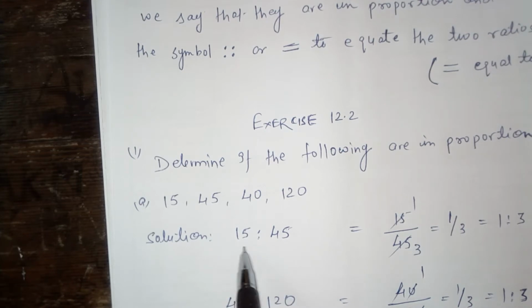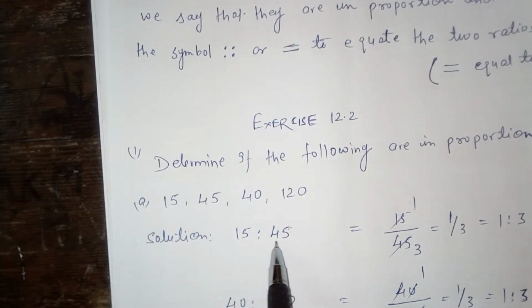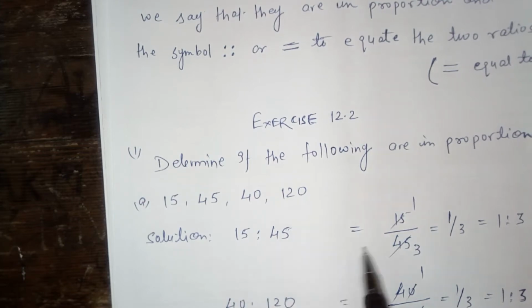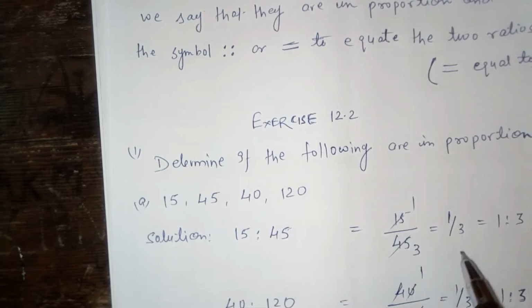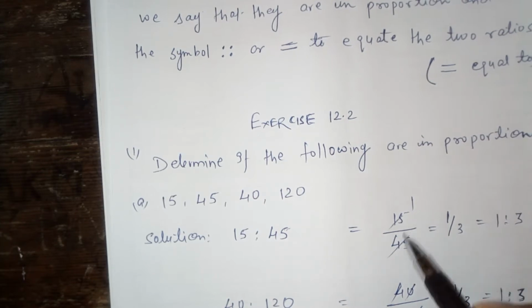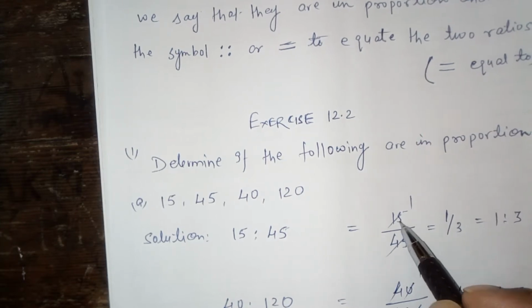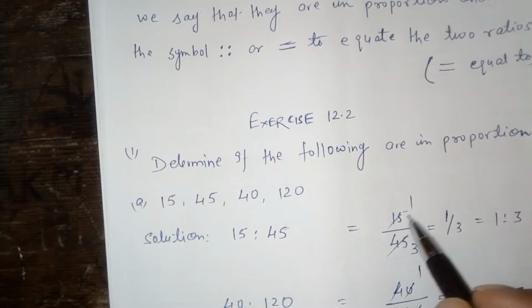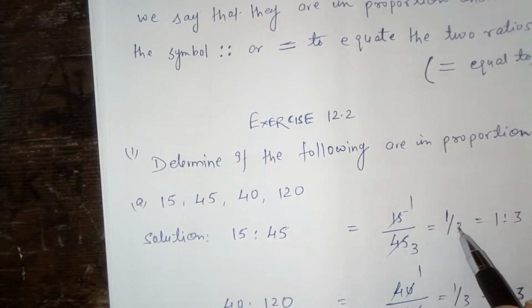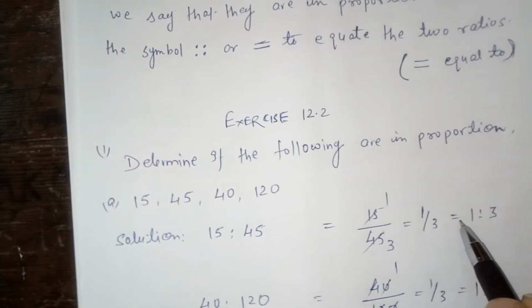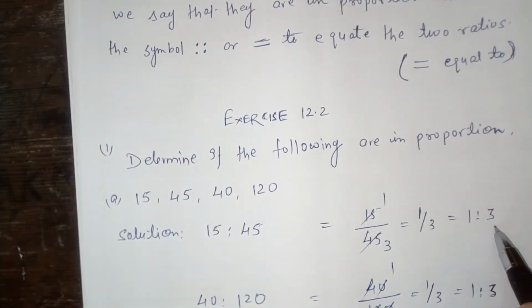15 is the first number, 45 is the second number. The ratio of 15 to 45 is equal to 15 upon 45. Now in 15 upon 45, these two numbers cancel by 15. 15 ones are 15, 15 threes are 45. This is 1 upon 3. 1 upon 3 we can write as 1 is to 3.